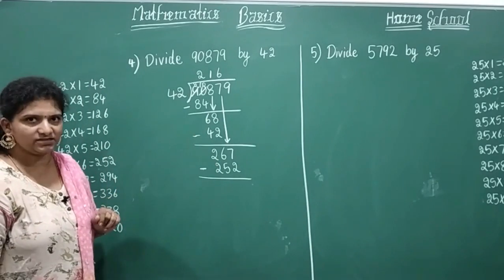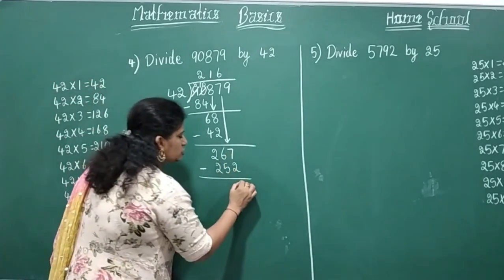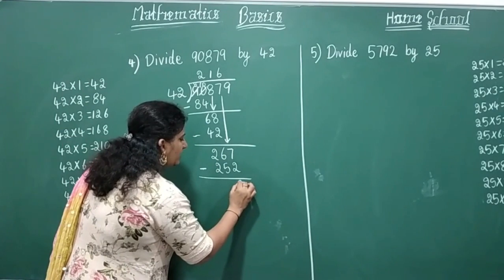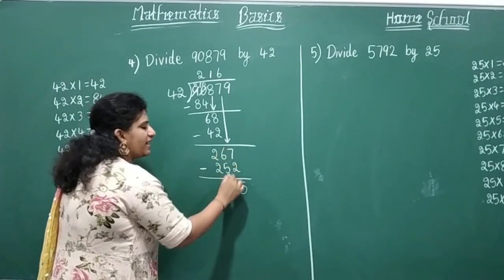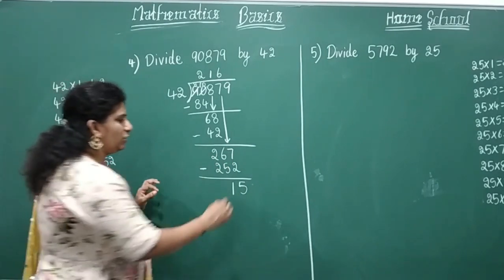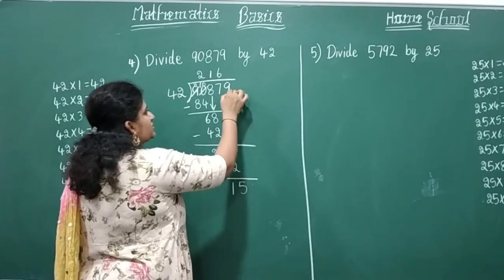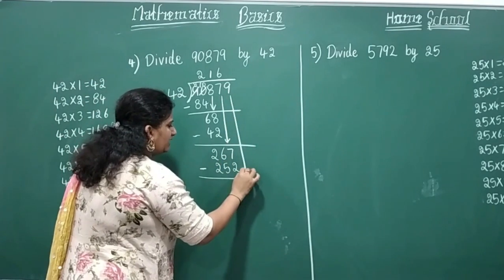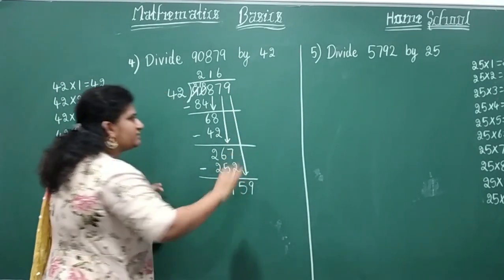You have to subtract this number. 7 minus 2 will be 5. And now 6 minus 5 will be 1. 2 minus 2 will be 0. So now next step, children, drag this 9 down. What does it become now?